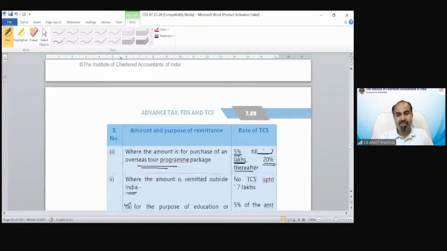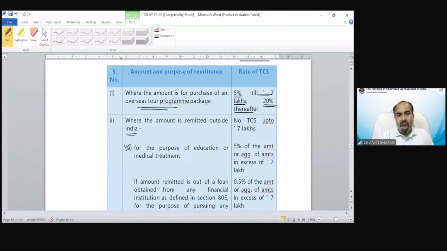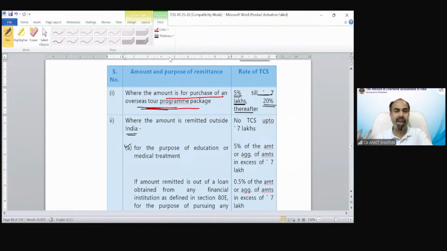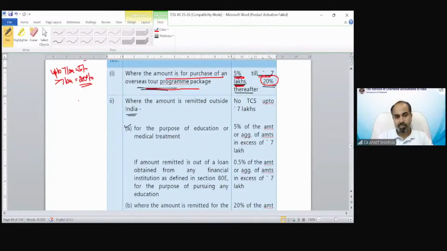So we are having the rates and the percentage over. Where the amount is for purchase of an overseas tour program package. So suppose if you want to go outside India and you purchase a tour package from a tour operator, in that case, you need to pay TCS 5% till 7 lakh rupees. So if the tour package is up to 7 lakh rupees, the extra 5% you have to pay to the tour operator and 20% thereafter. So that means up to 7 lakh, 5% TCS would be charged, and exceeding 7 lakh amount, whatever amount it would be, that would be charged at the rate of 20%. Clear?